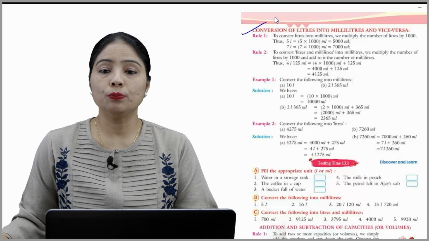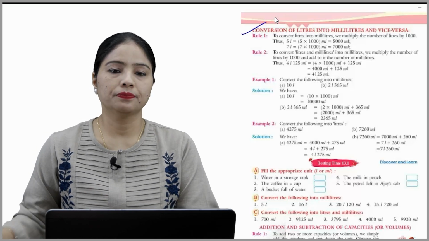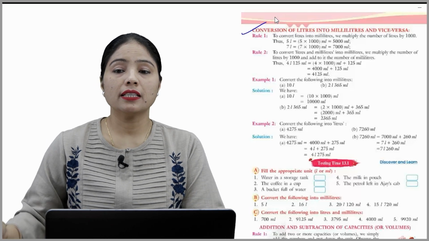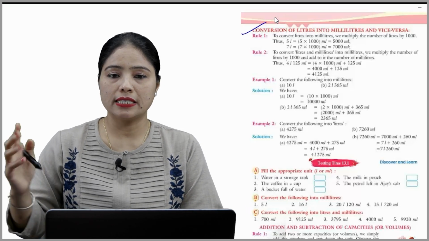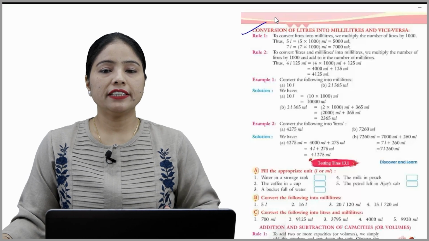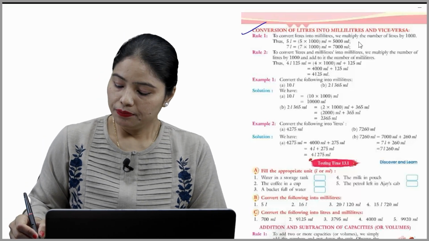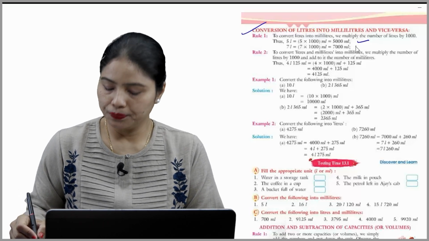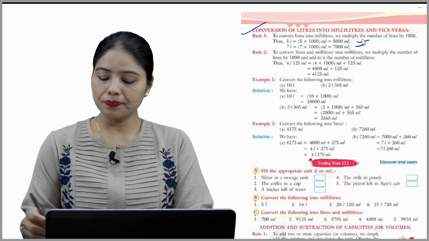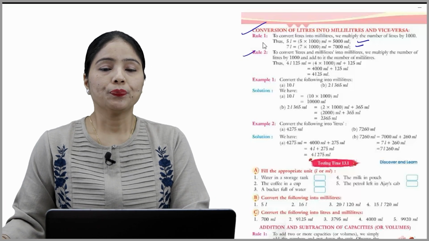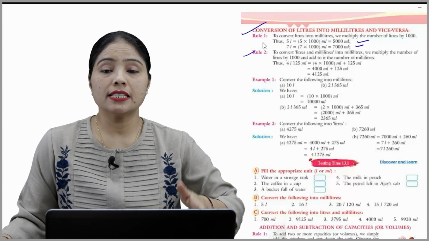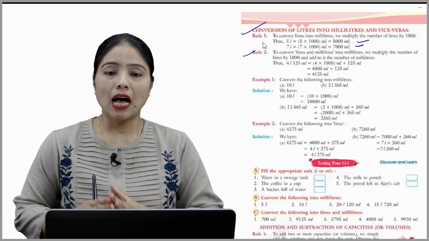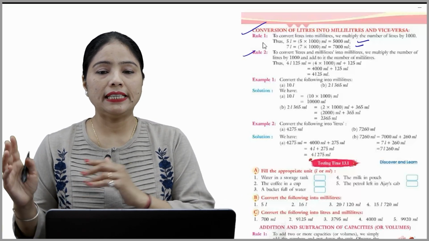Conversions of liters into milliliters and vice versa. Rule number 1. To convert liters into milliliters, we multiply the number of liters by thousand. Thus we can say that 5 liter becomes 5000 milliliter. And 7 liter is equal to 7000 milliliter. Now rule number 2. To convert liters and milliliters into milliliters, we multiply the number of liters by 1000 and add it to the number of milliliters.